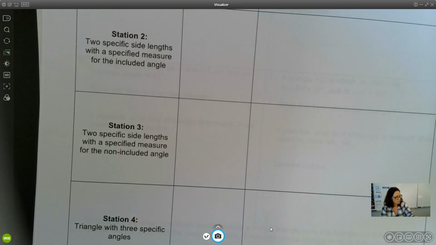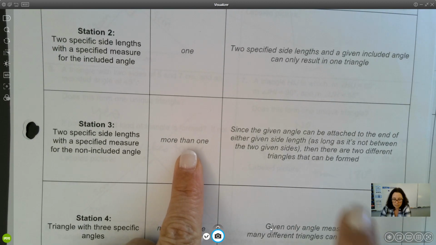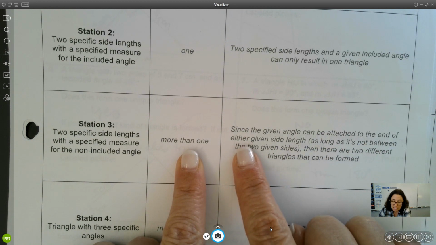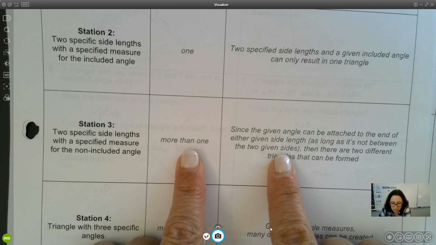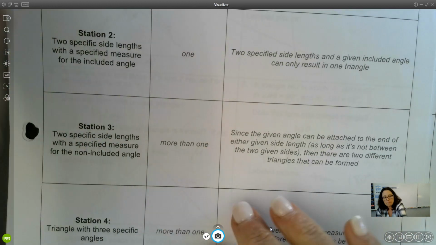So your answer for station 3 is more than one. Since the given angle can be attached to the end of either given side length, as long as it's not between those 2 given sides, then 2 different triangles can be formed.